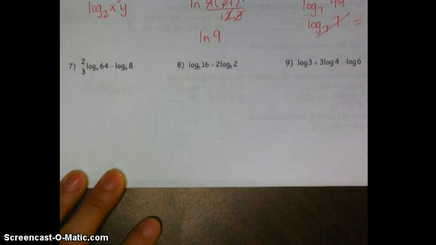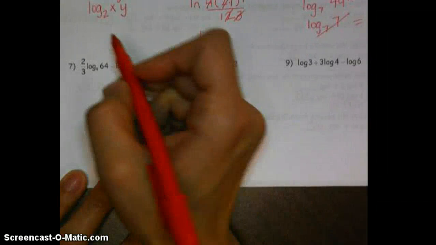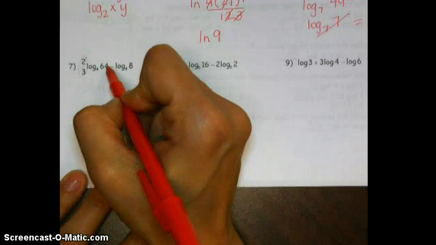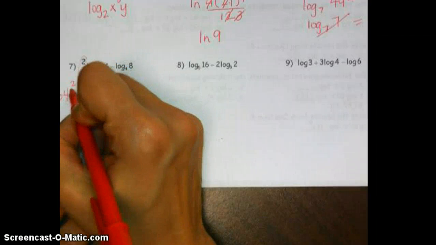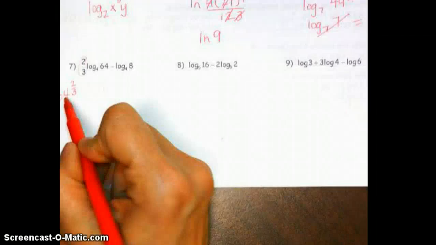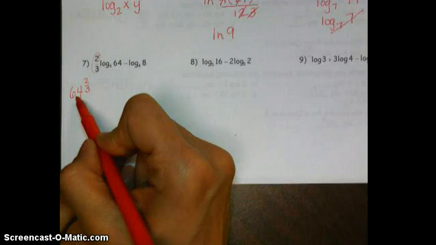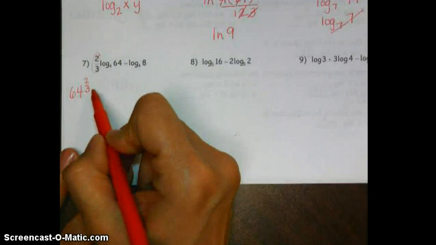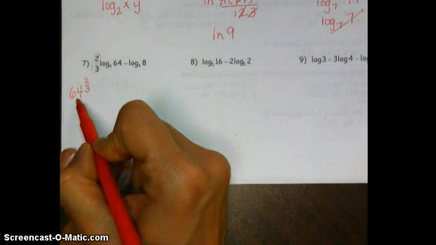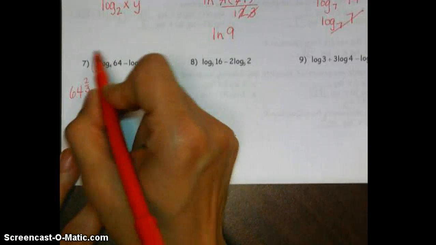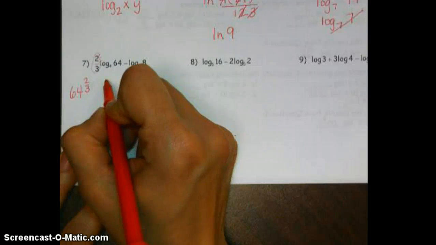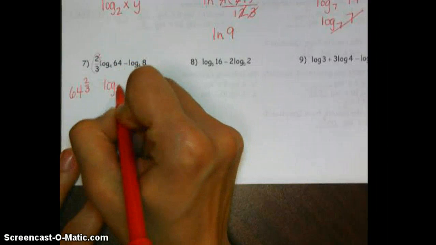Okay, so for number 7, remember this is really a power for 64. So I'm going to do some side work first. 64 to the 2/3 power means I'm going to take the cube root of 64 first, and then I'm going to square it. So the cube root of 64 is 4, and then I'm going to square it, make 16. So I can rewrite this part as log base 4 of 16.